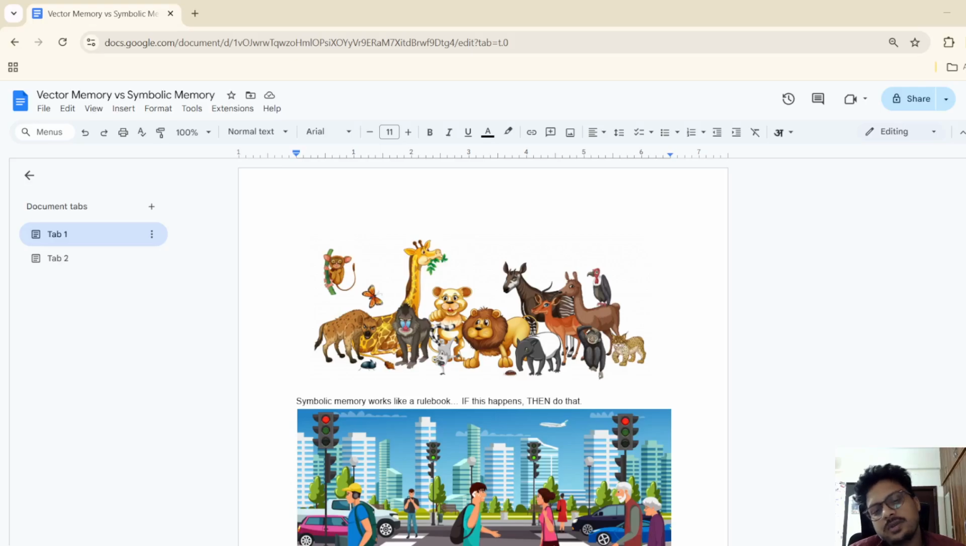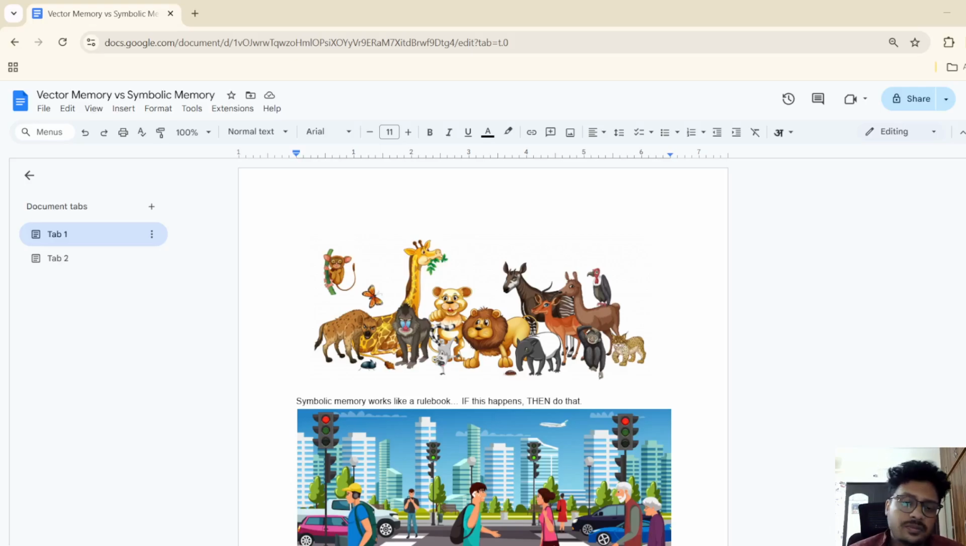One is vector memory, another is symbolic memory. Don't worry, no heavy maths, no complex terms. I'll explain everything with a real life example so even a beginner can understand. By the end of this video, you will clearly know what vector memory is, what symbolic memory is, how they are different, and which one modern AI uses more.